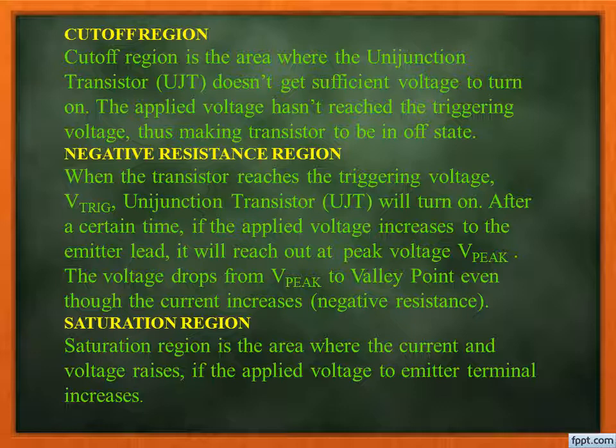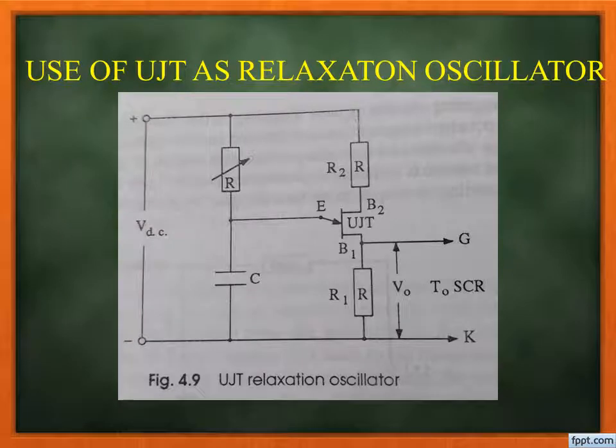Saturation region. Saturation region is the area where the current and voltage rise if the applied voltage to the emitter terminal increases. Now, use of UJT as relaxation oscillator.